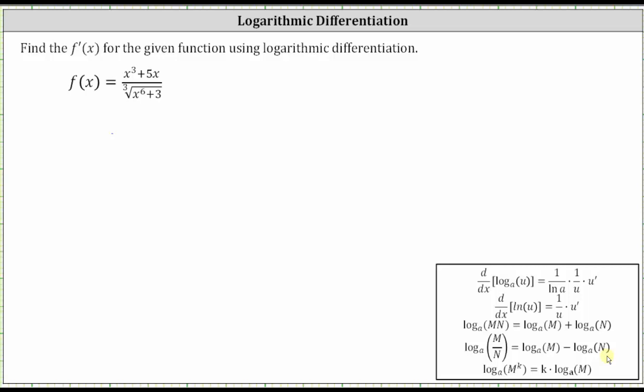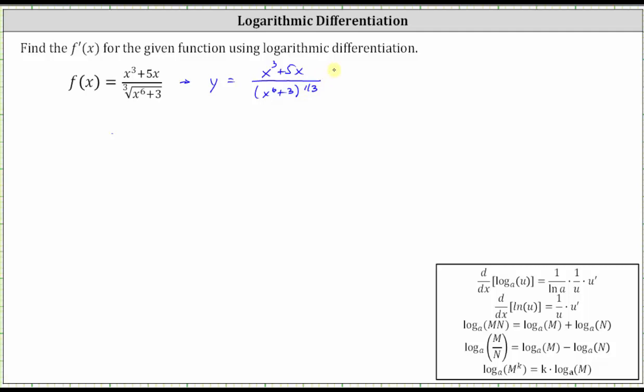Find f prime of x for the given function using log differentiation. For the first step, let's replace f of x with y and write the cube root using the irrational exponent of 1/3. The given function is equivalent to y equals the quantity x cubed plus 5x divided by the quantity x to the 6th plus 3, raised to the 1/3 power.